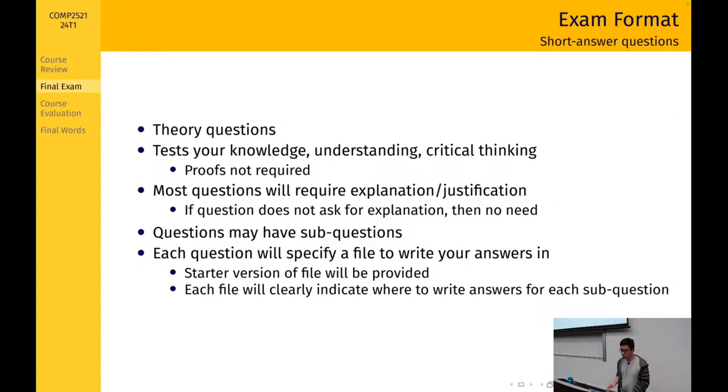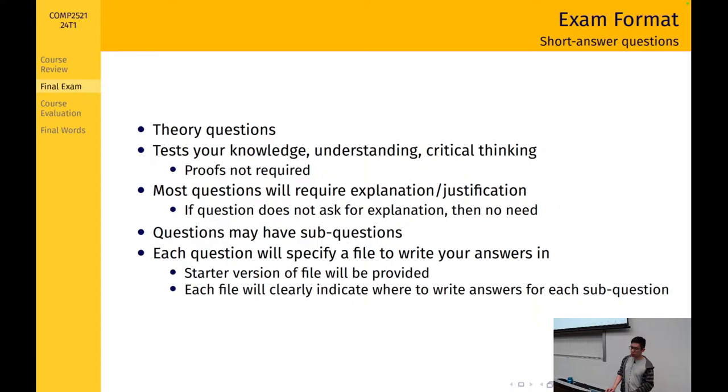Since we're testing your understanding, most questions will ask you to explain your answer. So make sure to read the question carefully. If it says justify your answer or explain your answer, then you should include an explanation.